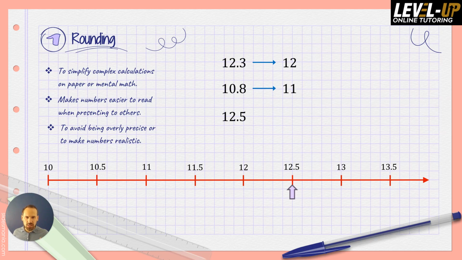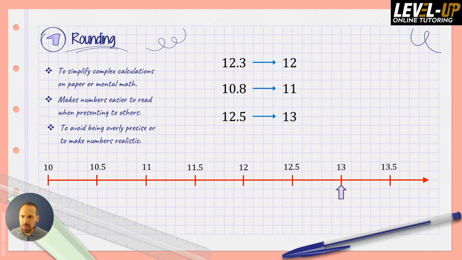And then a final example is something like this where it's dead in the middle, at 12.5, exactly halfway between 12 and 13. What do we do in that case? Well, here we have a mathematical convention: we always round up, even though it's equal distance to both. That's the way we all agree to do it, and in that way we understand each other's work and how we've rounded things if we all follow essentially the same rules.